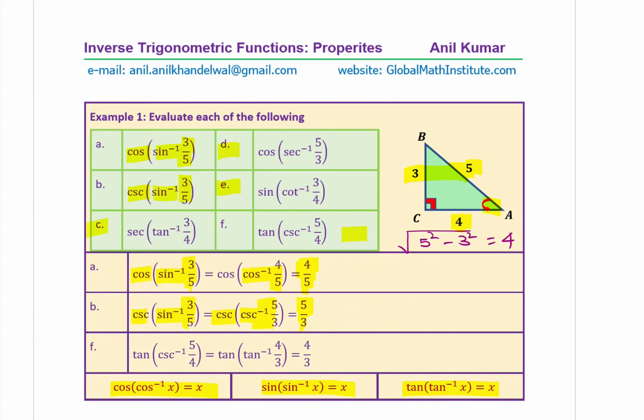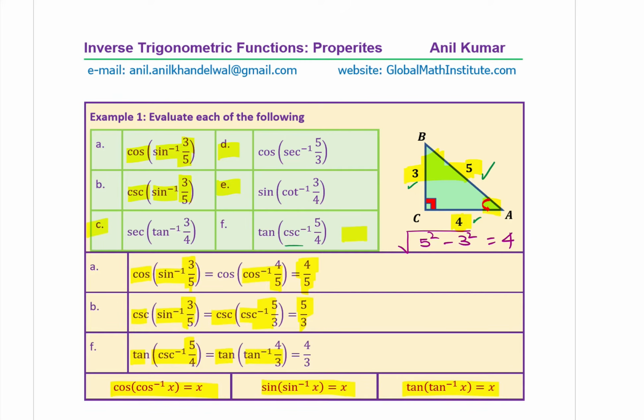Here we have tan of cosecant inverse 5 over 4. Well, think like this: we are given 5 and 4, and we need to find the other side. We find it out. But we need to write this in terms of tan. So, what do we get? Tan of cosecant inverse 5 over 4 is as good as tan of tan inverse 4 over 3. We're looking now from the angle B side.